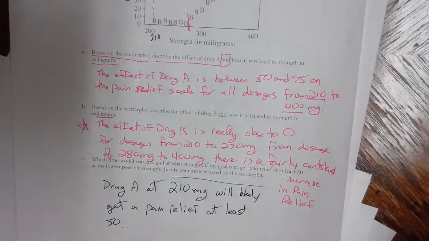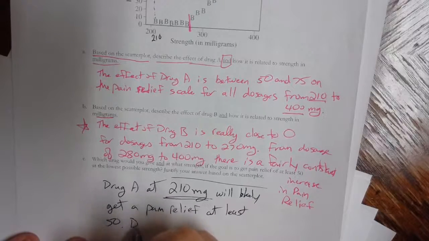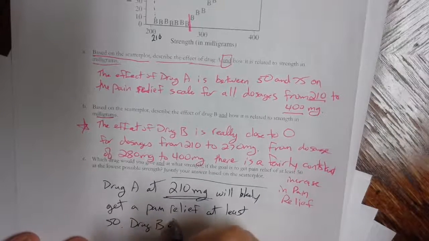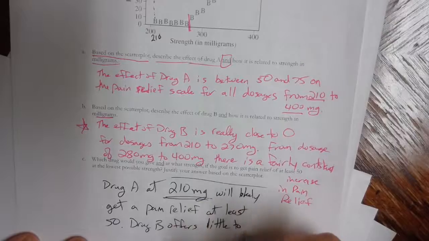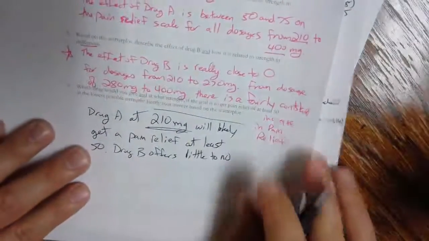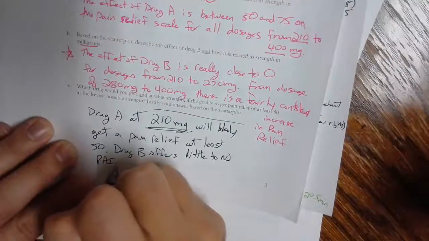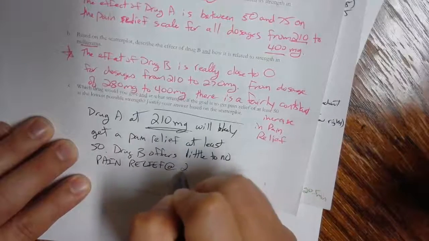So I got to be able to say, like, well, that's true, but I might want to say which drug and which way it says to justify it too. So I got to make sure that I say at 210, drug B offers little to no pain relief. Sorry. Little to no pain relief at 210.